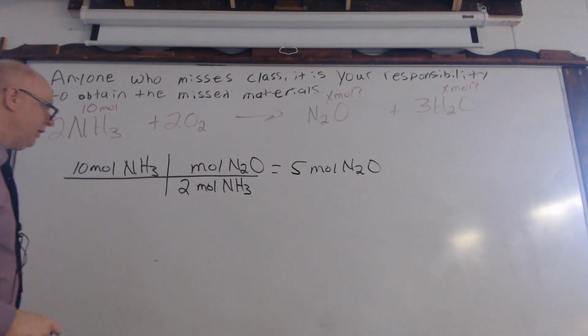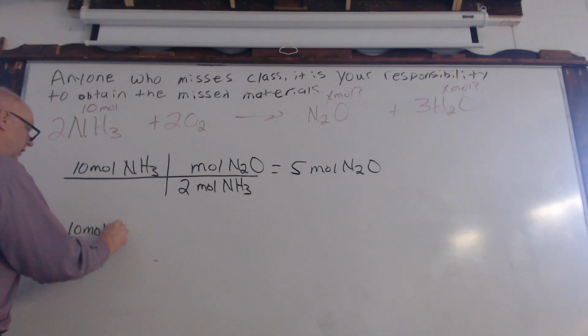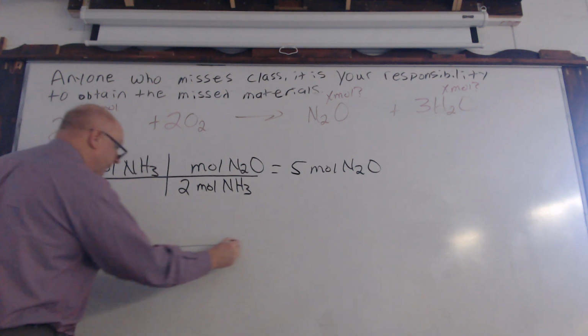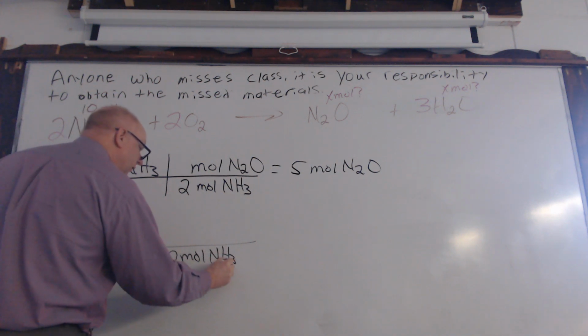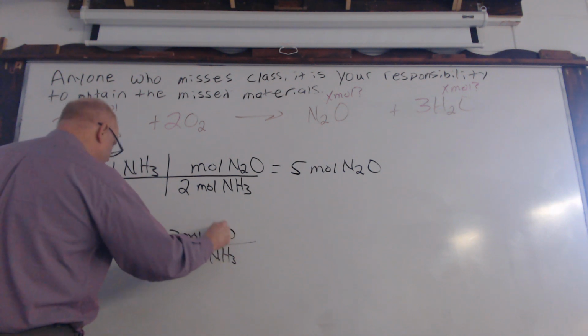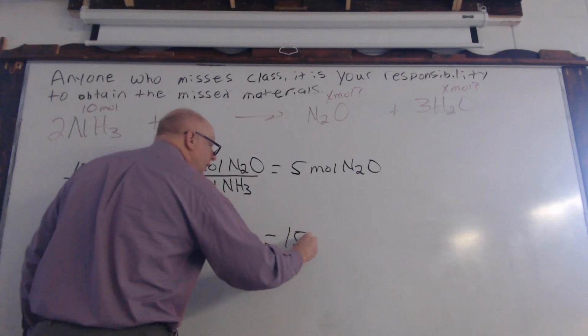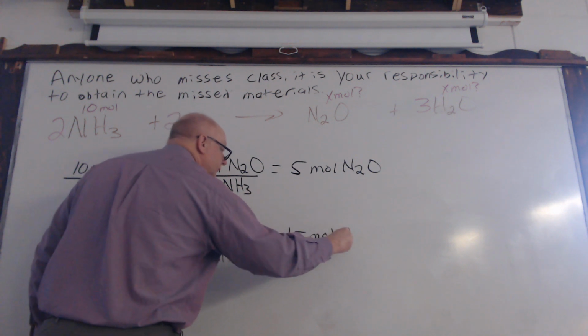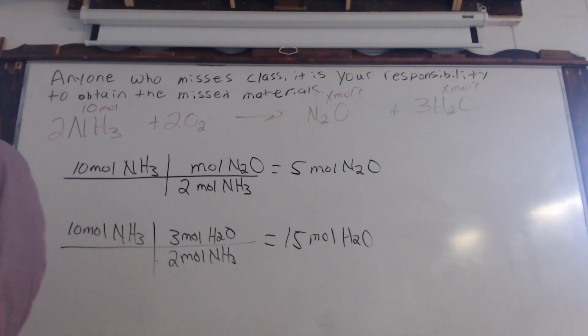So we'll just do the same process here. 10 moles of NH3. For every 2 moles of NH3, you get 3 moles of water. So 30, I bet you get 15, huh? I can do that math. Okay, fairly simple, fairly straightforward. This is where you will start next semester when you come back.